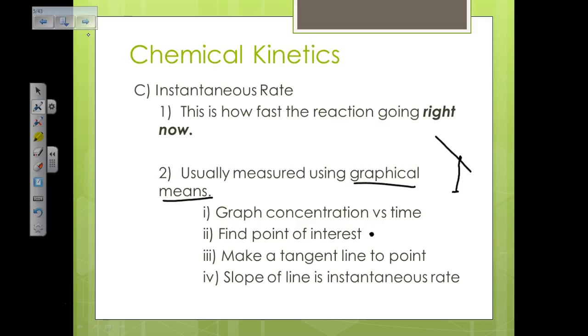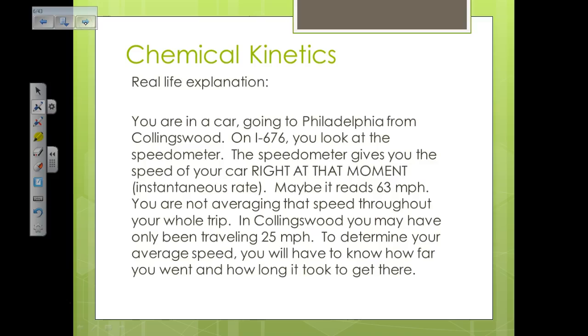So let's describe a little bit more about the difference between instantaneous rate and average rate, and then I'll go into some graphical methods here to determine the two. Let's say you're in a car and we're going from Philadelphia to this small little town called Collingswood, right on the other side of the river.